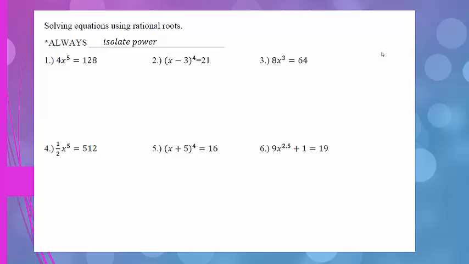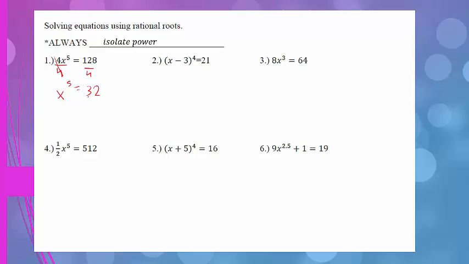And what I mean by that is if you look at number 1, the fifth is only being applied to the x. It is not being applied to the 4. So only x is being raised to the fifth. So I say 4 needs to basically get out of that side of the equation because it's not part of the exponent. So we're going to have x to the fifth equals 32.